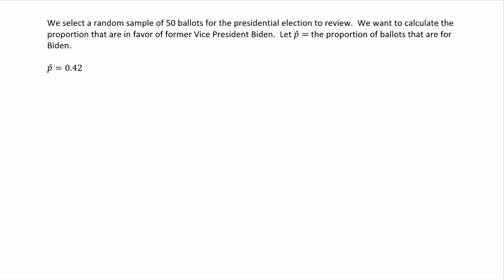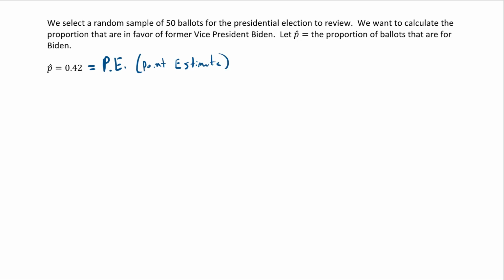In this example, we're just going to use a random number I came up with. We're going to say in our 50 ballot sample, our statistic was 0.42, so 42% were in favor of Vice President Biden. So with that, we've got our setup here. Also, remember, this is our point estimate, our PE, okay? So our point estimate is going to be the main focal point we're building this around.